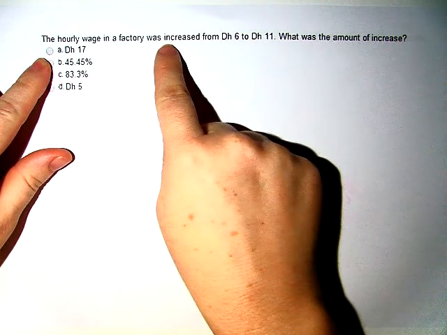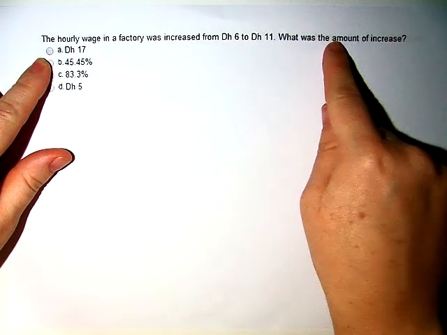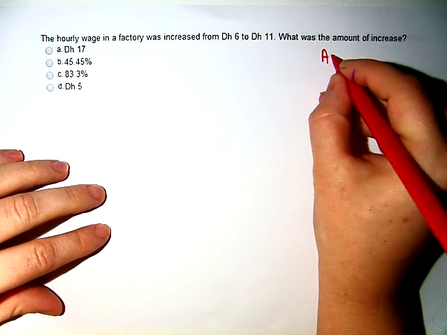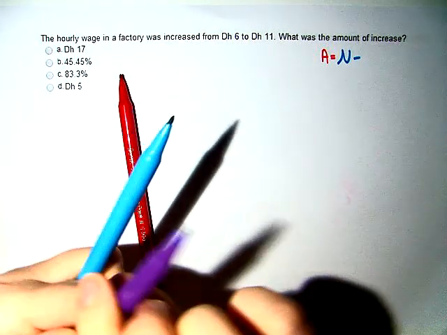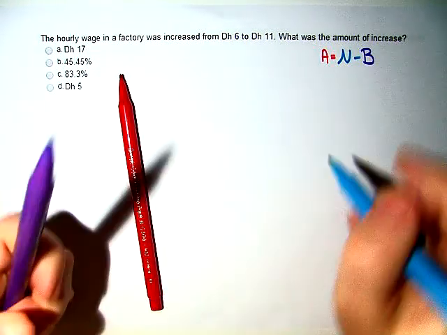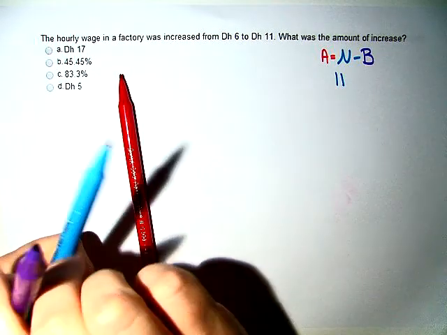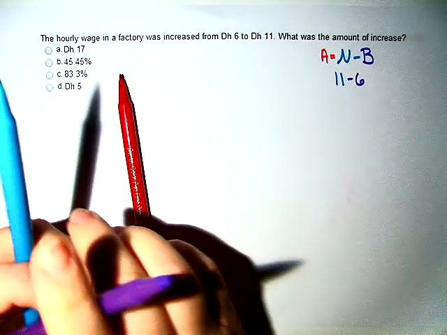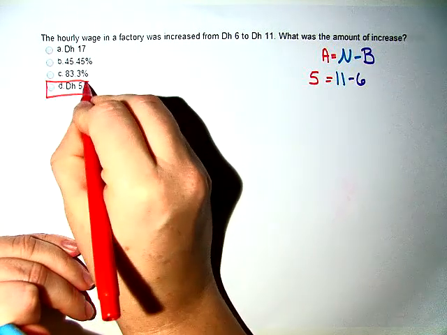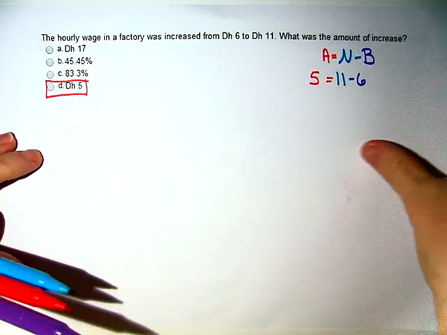Okay, once again, we're going to be looking at Unit 1 for this problem. The hourly wage in a factory was increased from 6 dirhams to 11 dirhams. What was the amount of increase? Now we know that the amount of the increase is the new number minus the original number. Okay, so the new number is 11 dirhams. That's what it went to. And we are going to subtract 6 dirhams, which means that our amount of increase is 5 dirhams. Okay, that one was pretty easy. Let's try another one.